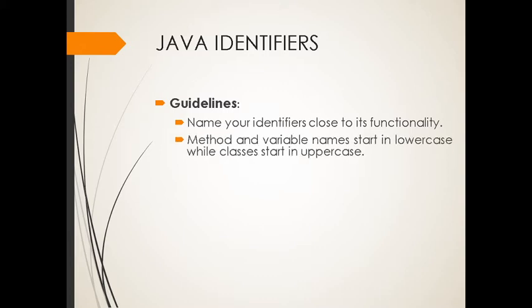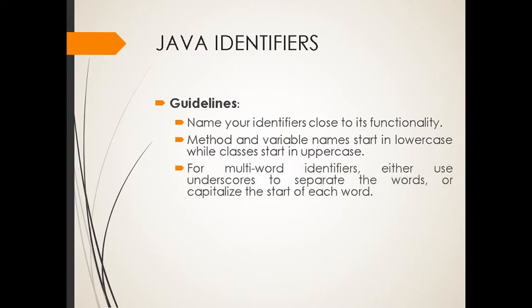Next, method and variable names start in lowercase while classes start in uppercase, just like what I did earlier. So again, class names should be in uppercase, then your methods and your variables should be in lowercase. Okay? For multi-word identifiers, either use underscores to separate the words or capitalize the start of each word. Avoid starting the identifiers using the underscore.